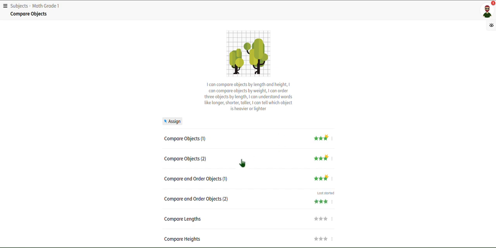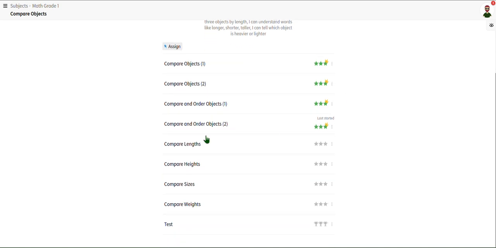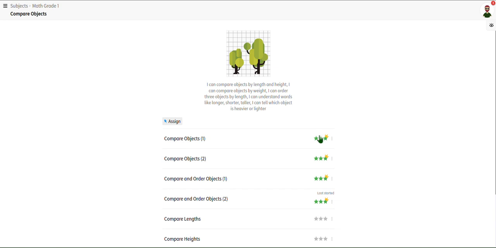So that is our practice in comparing objects, and we did a little bit of ordering practice as well. This was to get us prepared for our next one, which will be practicing lengths, heights, sizes, and weights, and talking about it a little bit more.